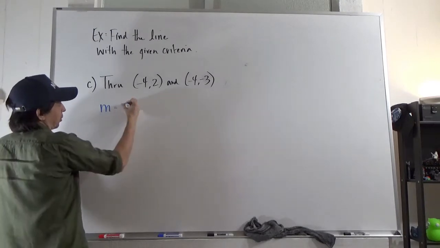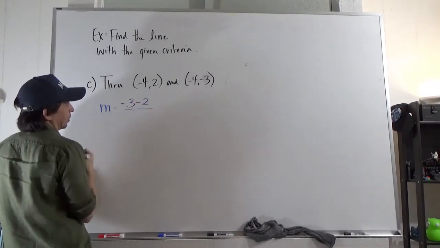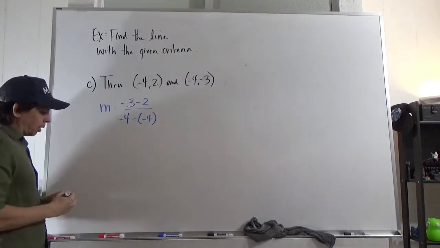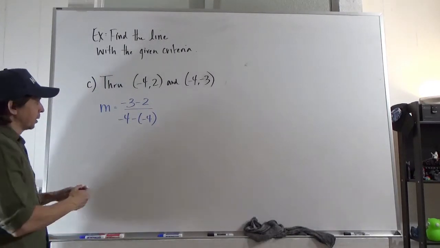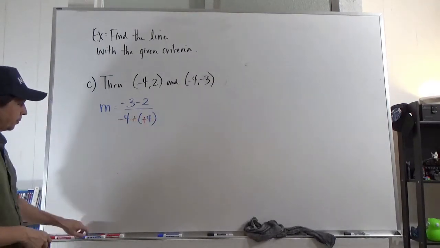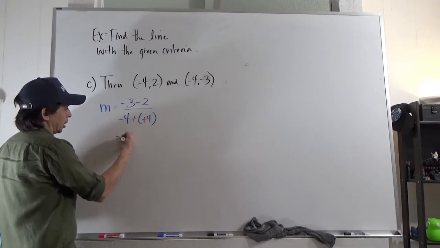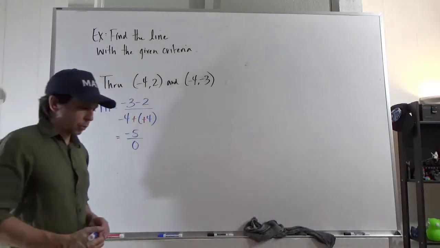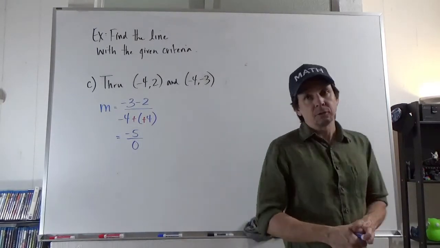I'm going to do my slope formula first. -3 minus 2, and on the bottom -4 minus a -4. Make sure you don't do -4 minus 4. It ends up being minus a -4 becomes +4. We end up with -5 up top and 0 on the bottom. So we get a 0 on the bottom. You have to remember what that means.